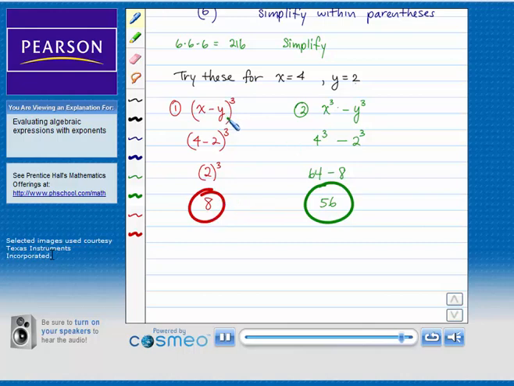Okay, so that shows me that this exponent cannot be applied individually for a sum or difference. I need to evaluate the portion within the parentheses and then apply the exponent, right? Just as we learned in the order of operations.